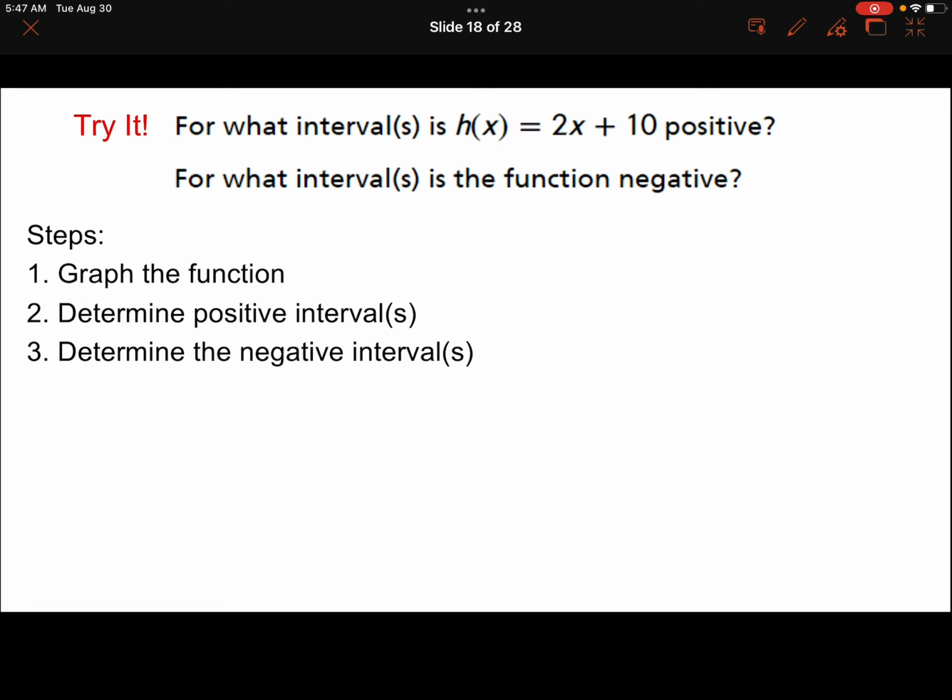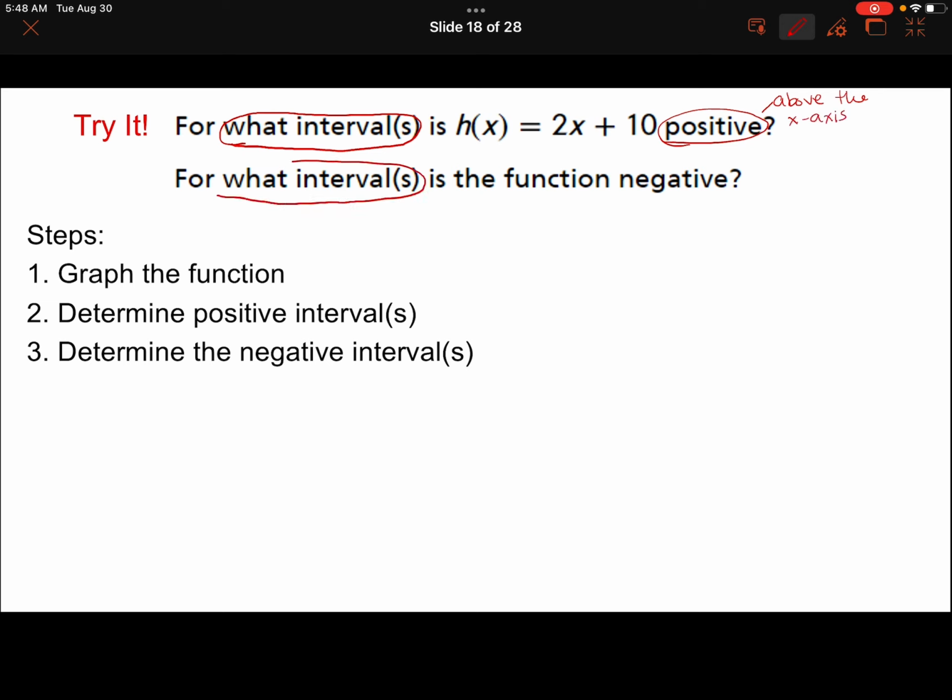So before we start solving or looking through a problem, we have to first look at what we are given, or what it's asking for. It's asking for what interval is h of x equals 2x plus 10 positive. So that means we are looking above the x-axis.